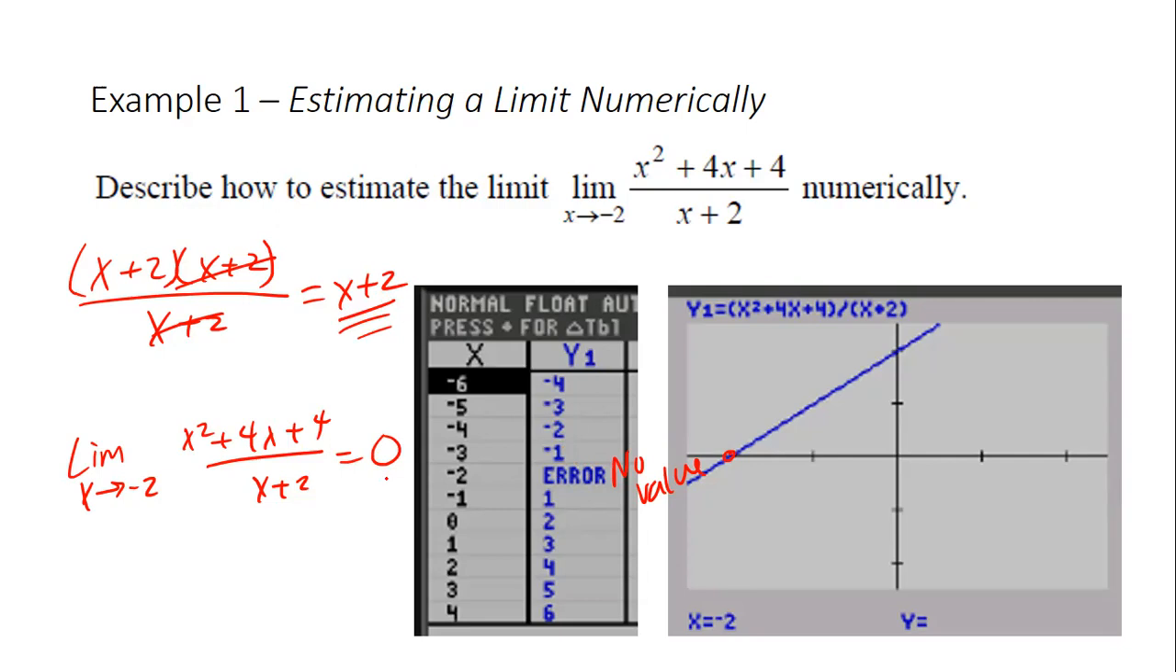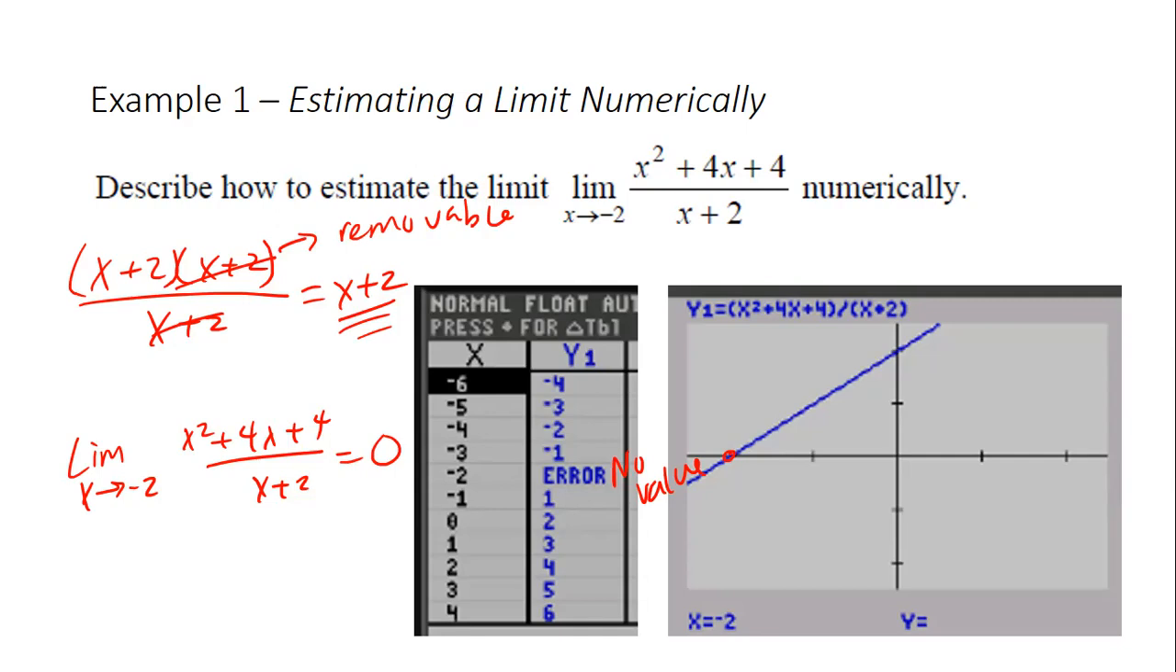How do you find there's no value there? Because I have a removable discontinuity. This is what makes it no value, the removable. If you plugged in like -1.99999, it would be really close to 0. It'll be really close to 0.